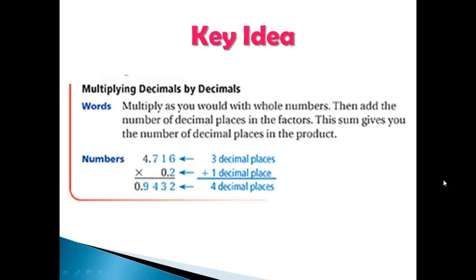In order to know where our decimal goes, we look at our numbers and we have 3 digits after our decimal for our first number and 1 digit after the decimal for our second number. 3 plus 1 equals 4. So starting at the end, we'd move it up 1, 2, 3, 4 places, and that's how we know that our decimal is in front of our 9.